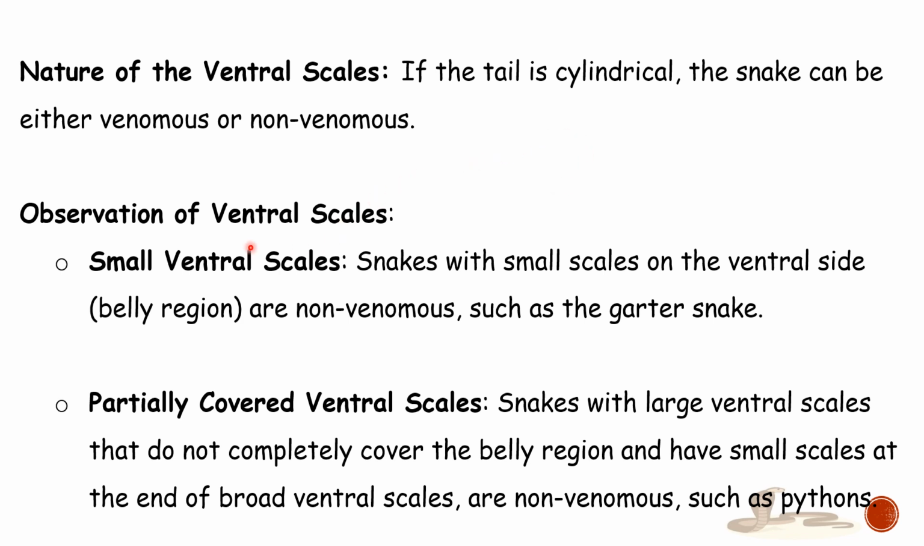So our next step to identify the snake, if the tail is cylindrical, is further examination. What we are going to examine is the ventral scales, the scales present on the ventral side of the body. Now we will see here, if the scales are small.